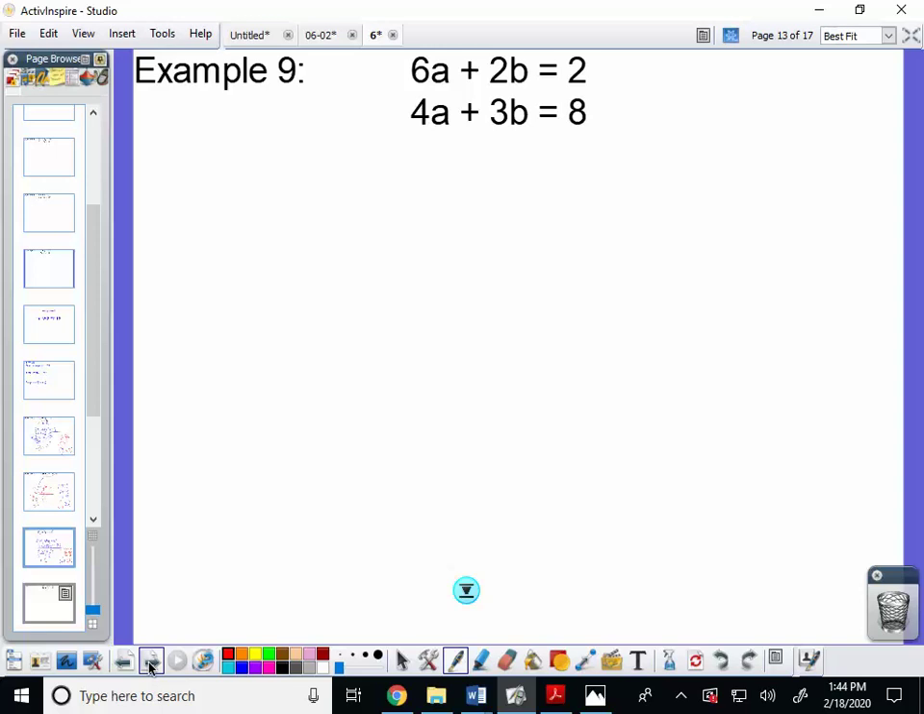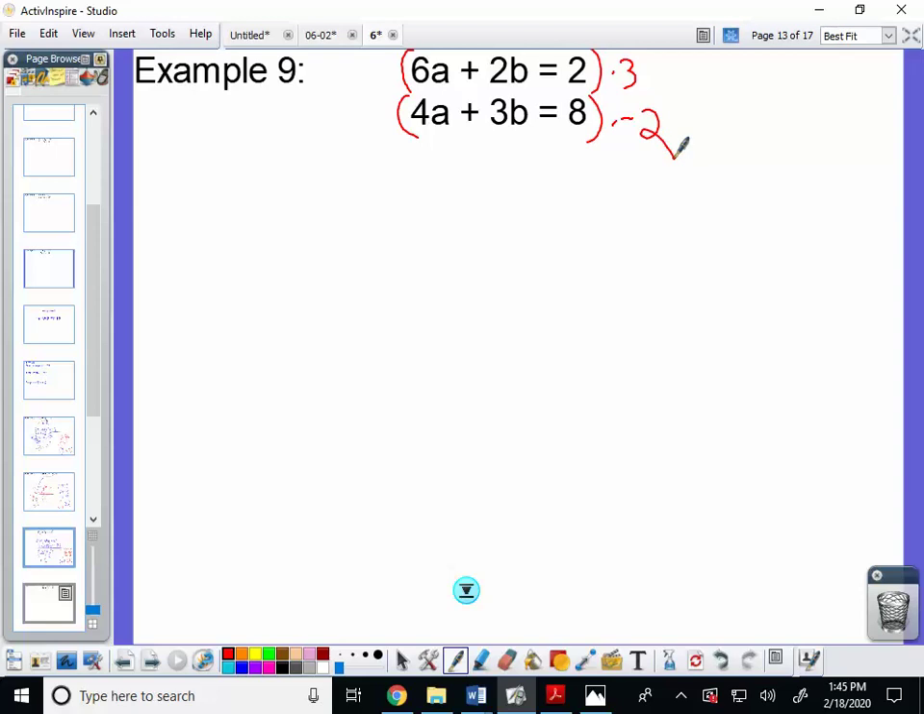Okay, we don't currently have opposite terms. Does anybody have a suggestion as to what we could do? Bo? The top one times 3. Okay. And the bottom one times 2. Get close. Negative 2 would work, because we want to get one positive and one negative. So I like Bo's suggestion. He says top one by 3 and bottom one by negative 2.